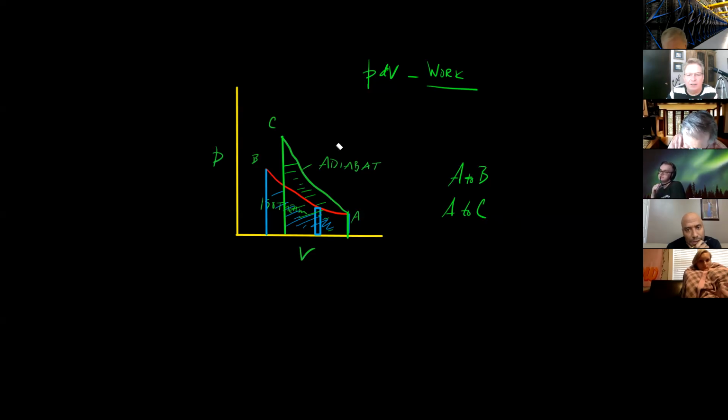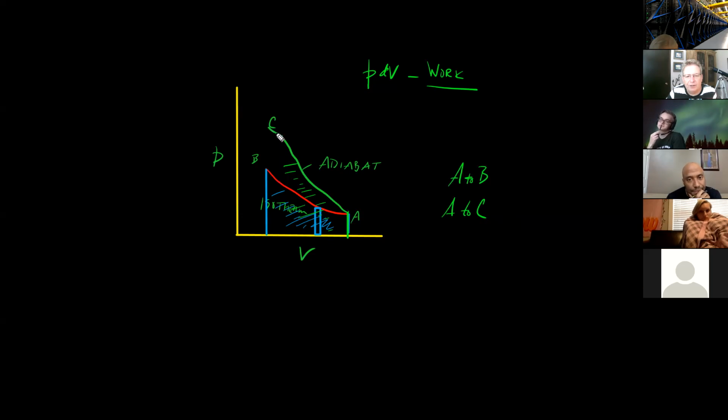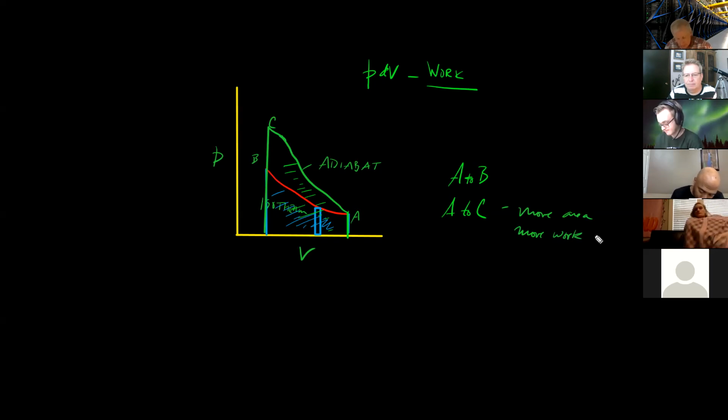Okay. Hold on. What I should do is this. I should go all the way to here. C and B should end up at the same volume. I should have done this better so that this becomes the same point. Which has more area underneath the curve? C to A. More area, more work. Less area, less work.